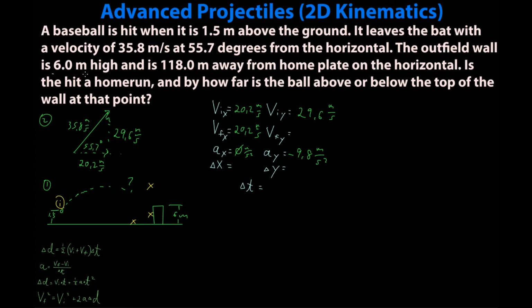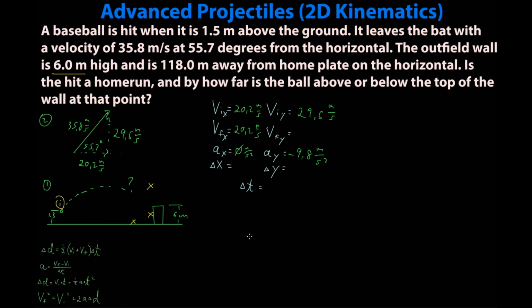So the wall is 6 meters high, but I can't put that in my givens list because that does not track anything about the ball. I have no idea if the ball is going to make it 6 meters high when it's at that point. That's what the question is asking. In other words, that's information about the wall. It's not information about our target, so it does not belong in this givens list.